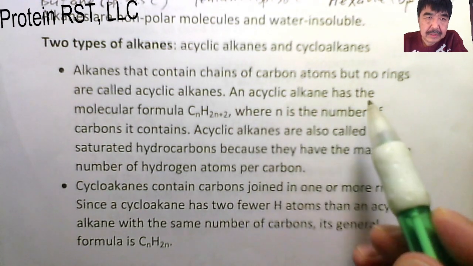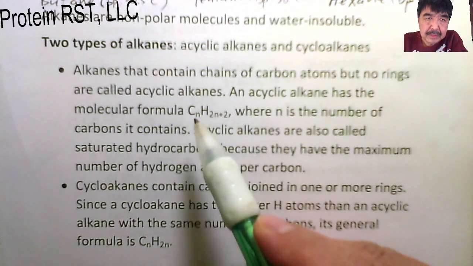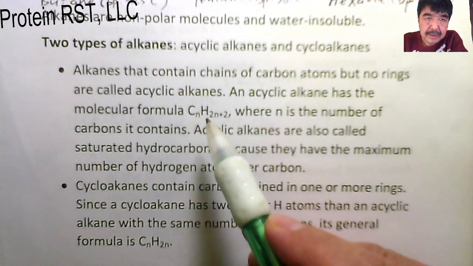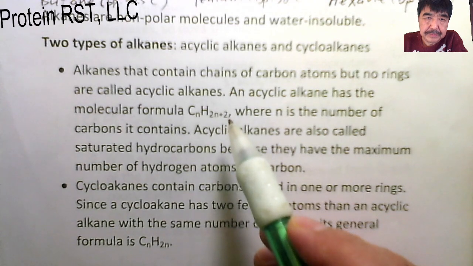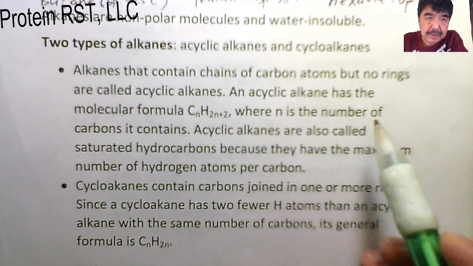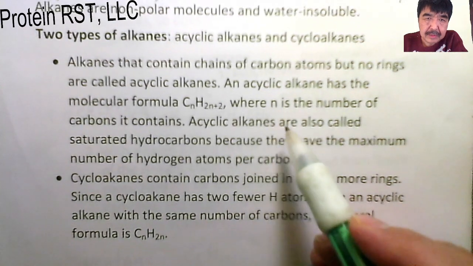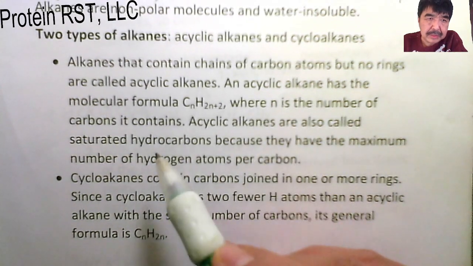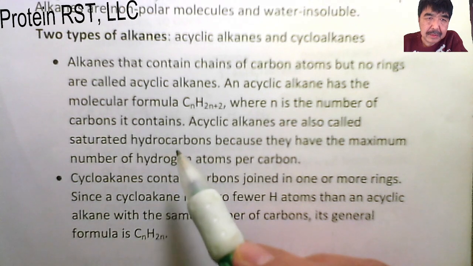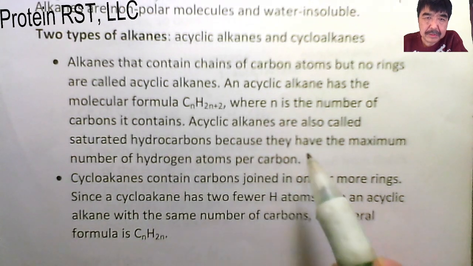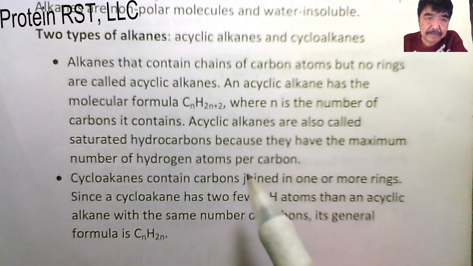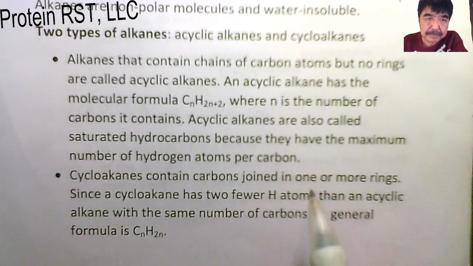Acyclic alkanes have a molecular formula CnH2n plus 2, where n is the number of carbons it contains. Acyclic alkanes are also called saturated hydrocarbons because they have a maximum number of hydrogen atoms per carbon.